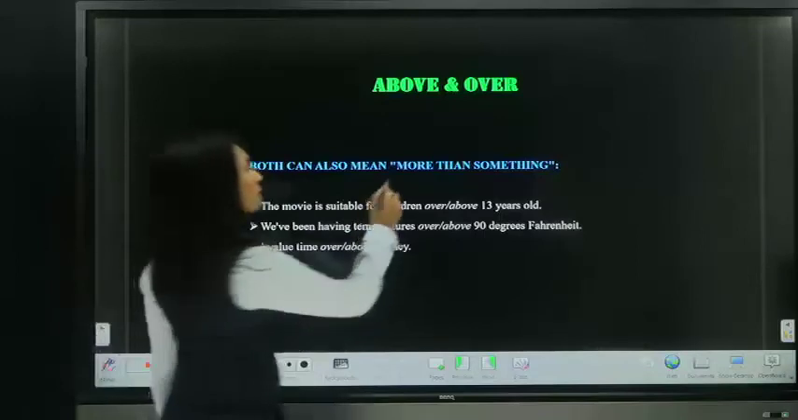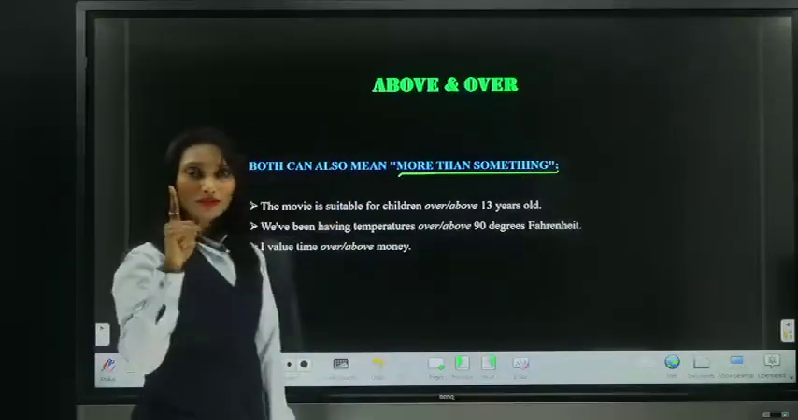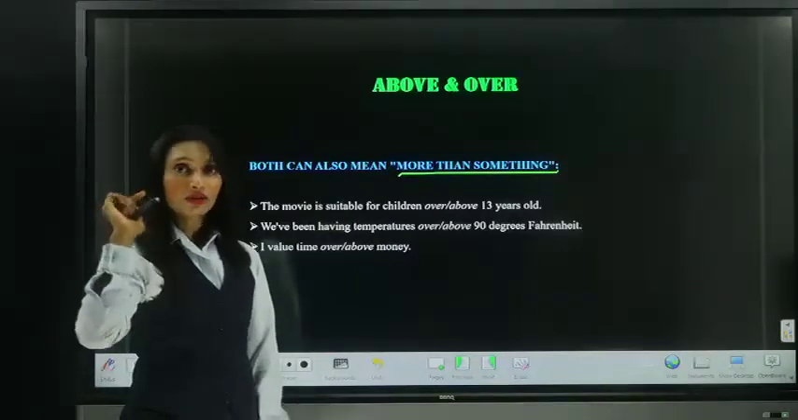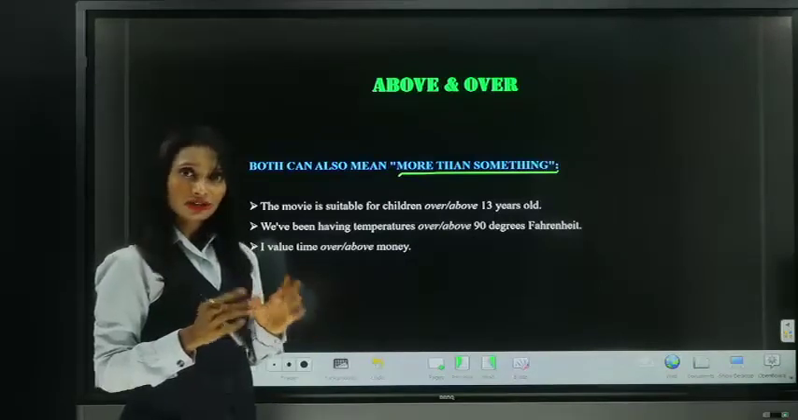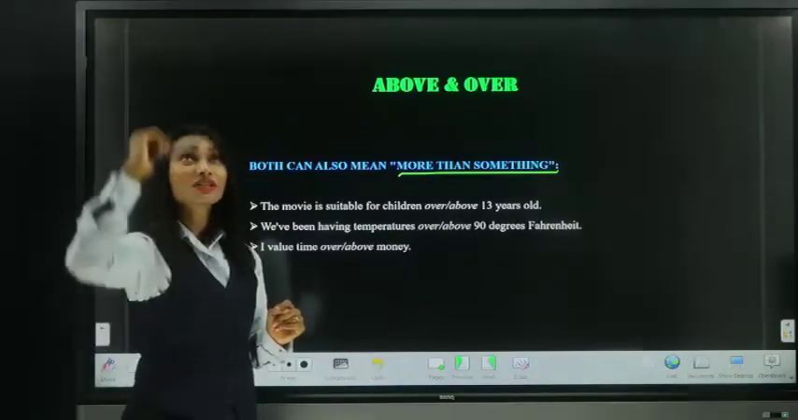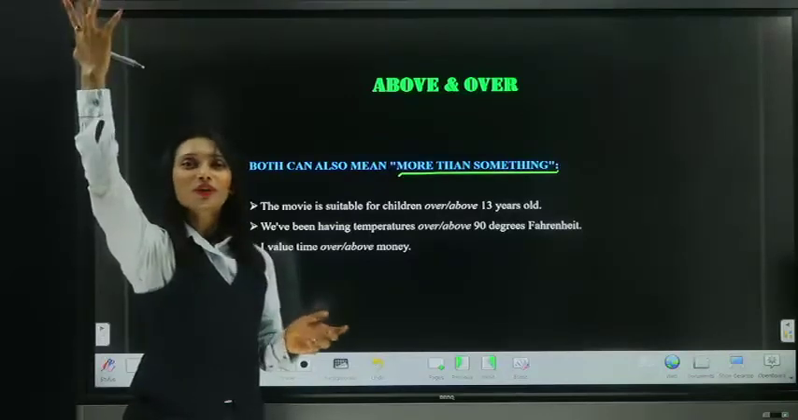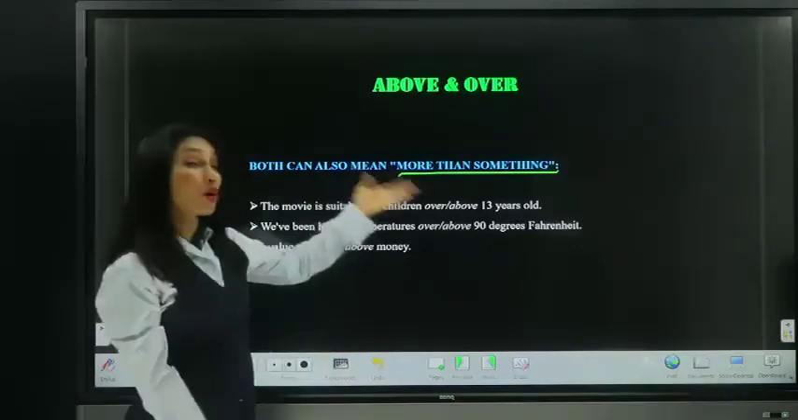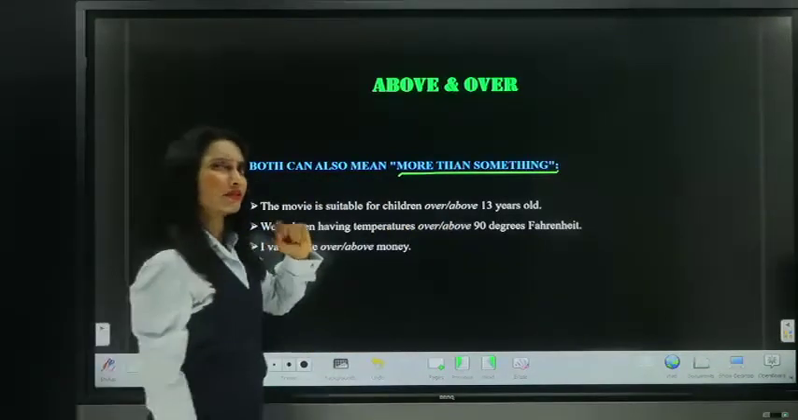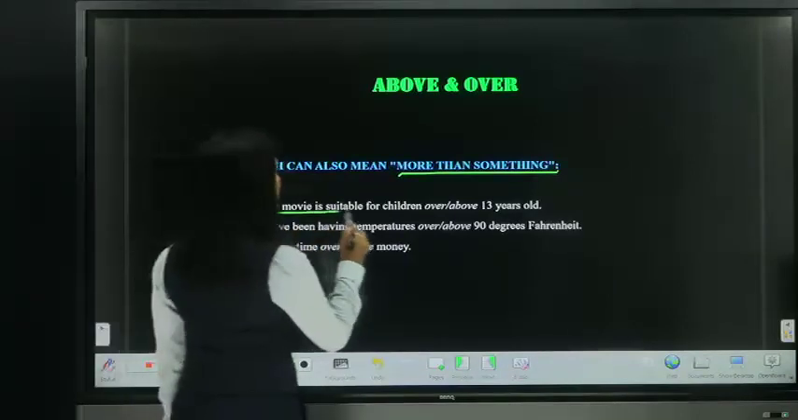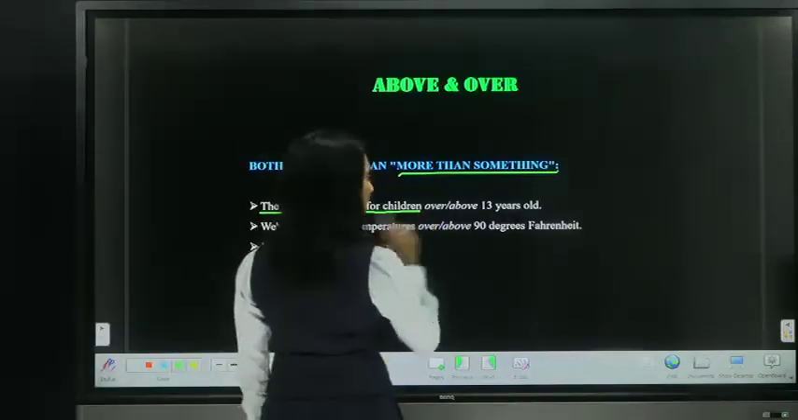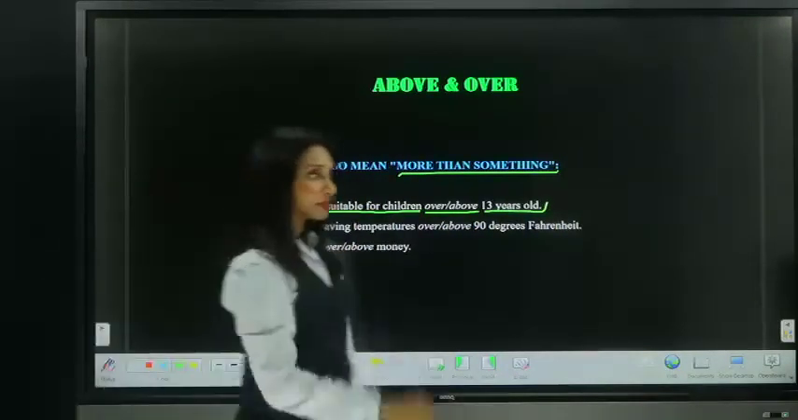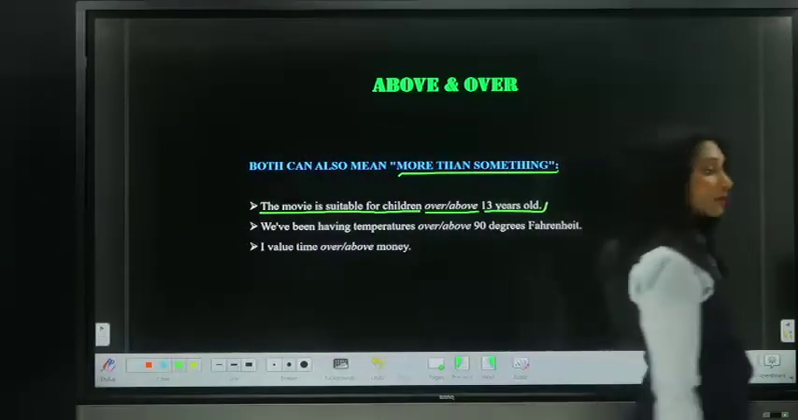Both can also mean more than something. First one, movement, location, change in position: over. Only location, no change in movement or position: above. Third one, something which is higher than the other: both are okay, but over is the most common saying. And now we are saying more than something. Now, which will be better? You can answer. The movie is suitable for children dash 13 years old. So what do you think? Over or above? Which one is appropriate in the context?